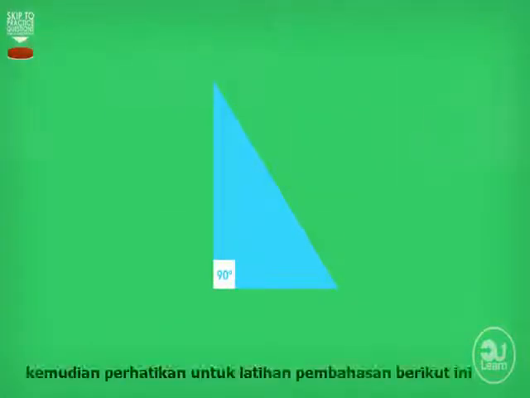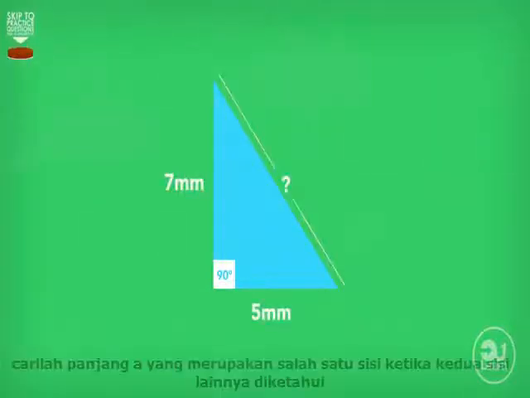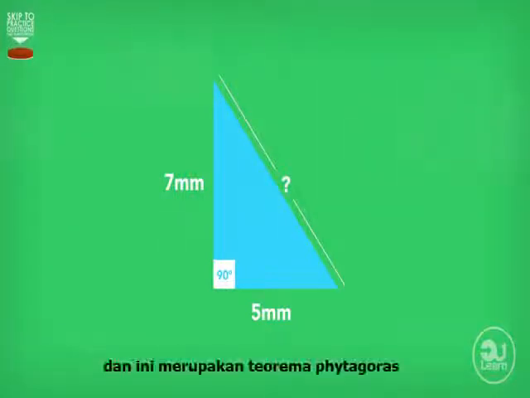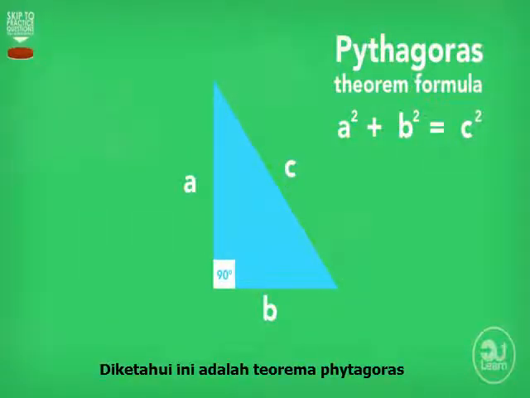Now we understand that. How does this link to Pythagoras theorem? Pythagoras theorem is a formula that helps identify the lengths of one of the three sides of a right-angled triangle when the other two are known. This is the Pythagoras theorem formula.